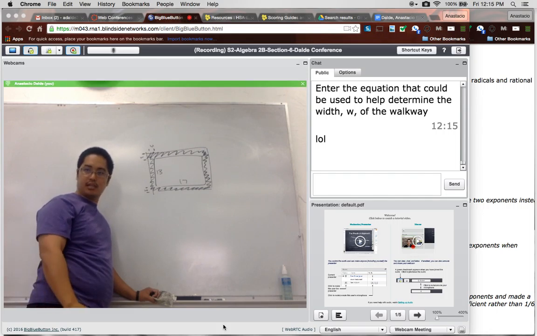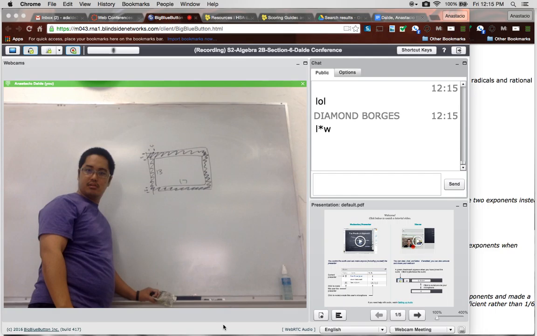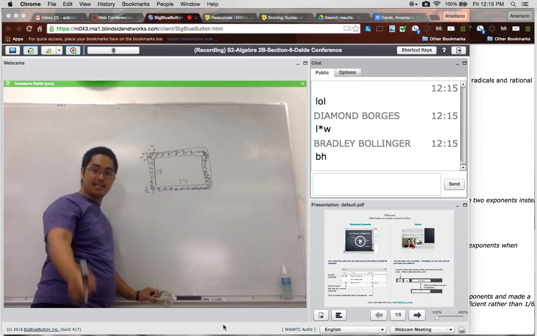What is the area of a rectangle? Length times width. Yeah, there we go. L times W. Base times height, length times width.